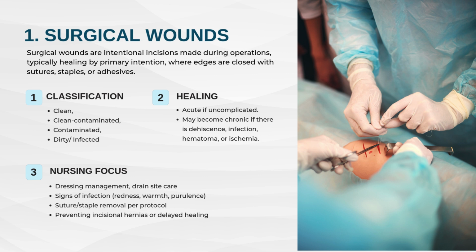Surgical wounds are intentional incisions made during operations. These usually heal by primary intention, with the skin edges neatly approximated. Classification: clean, no contamination or inflammation. Clean contaminated, controlled entry into respiratory, GI, or GU tracts. Contaminated, open wounds, major breaks in technique, or spillage. Dirty or infected, existing infection or devitalized tissue. Healing: typically acute, with healing in 7 to 14 days. Risk of becoming chronic if dehiscence, hematoma, or infection occurs.